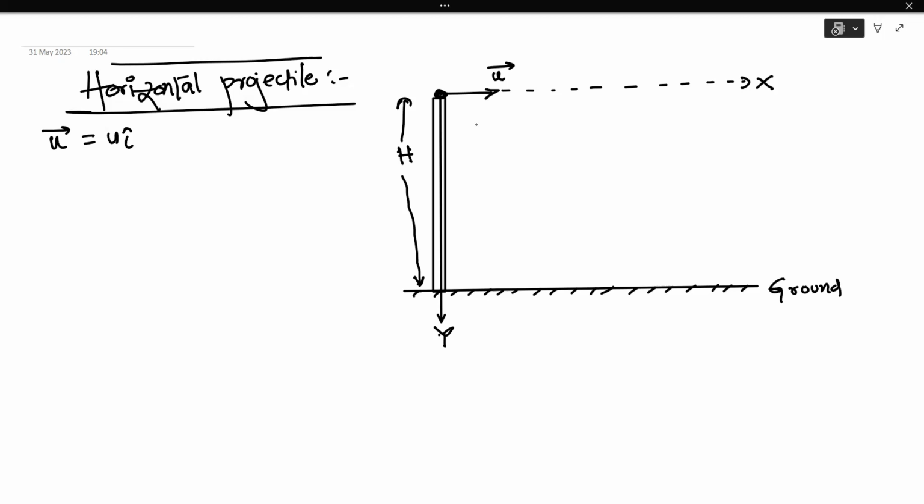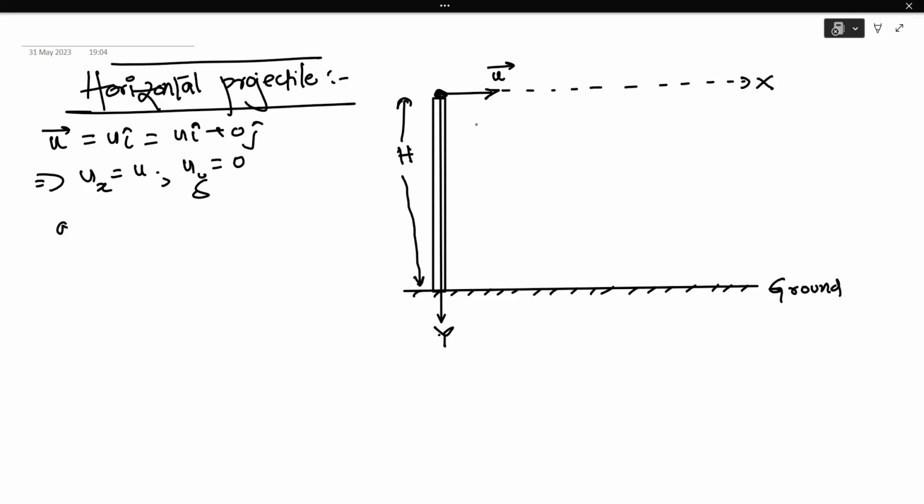So u will be along which direction? The i cap direction. So we can write it as u i cap plus 0 j cap, because there is no j cap component in it. That means the x component of initial velocity is u and the y component of initial velocity is 0.